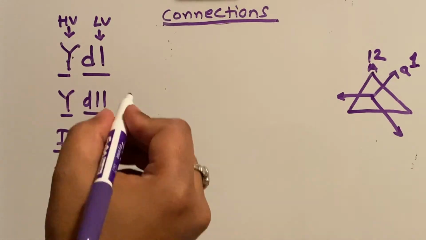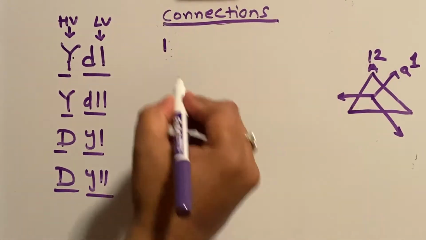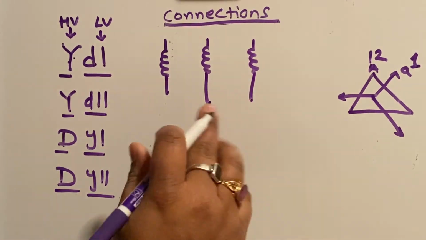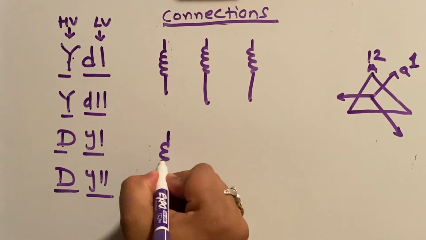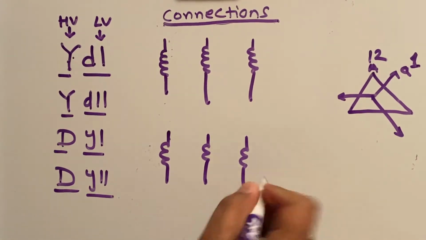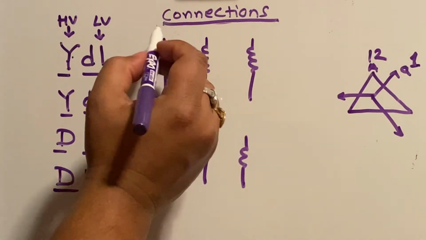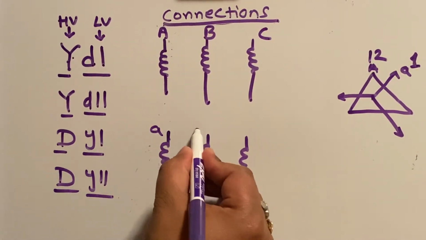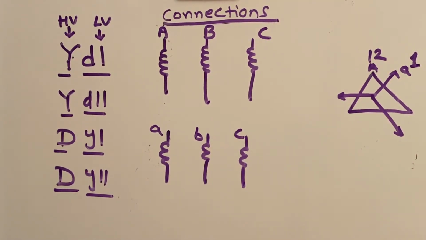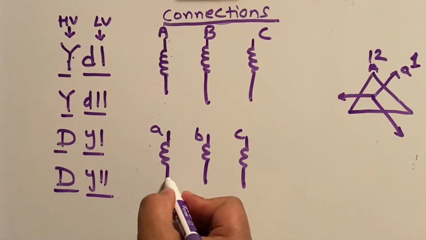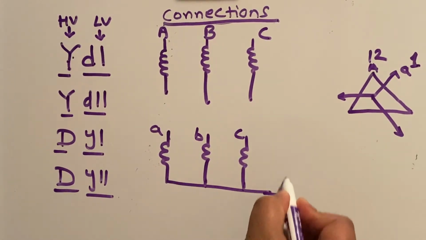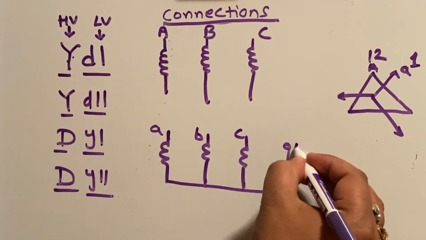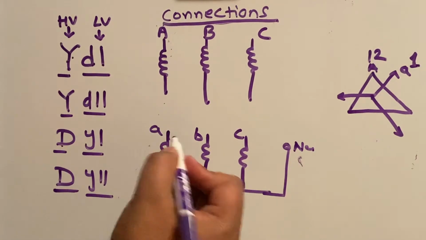Now, in order to make the connection, we have to make 3 coils again. This is the primary coil, this is the secondary coil or low voltage. This is high voltage, this is low voltage. This is capital A, capital B, capital C. This is small a, small b, small c. Now, since this is a star winding, it is pretty easy. You can just make a star like that and take this to make a neutral. And these are the lines.